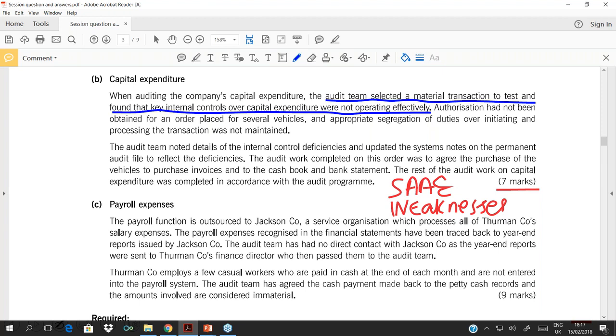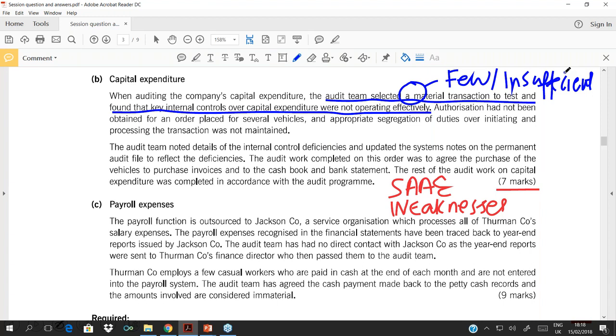How many samples did I take to test the internal controls? One, right? Selecting a material transaction, that is like few samples, which is insufficient. So is my evidence sufficient in this case? Absolutely not, because I just took one transaction to verify the controls over internal controls. So that one is insufficient, right? So I got my first point.